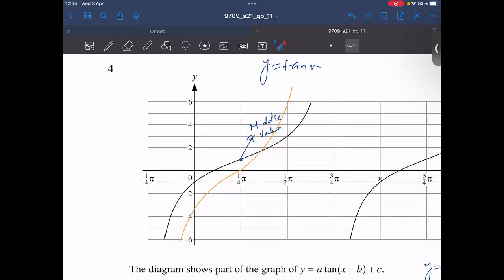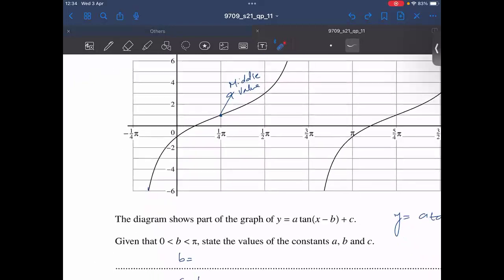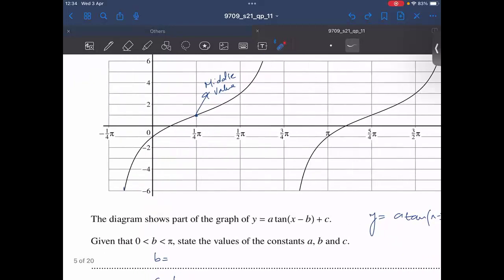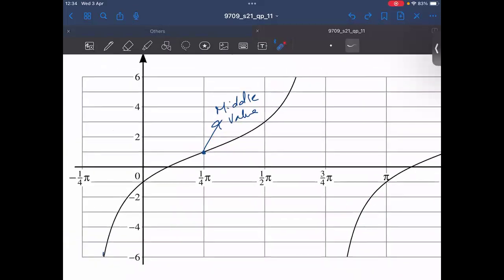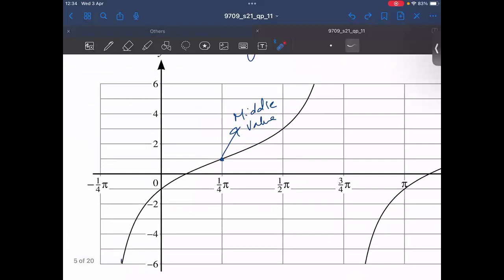The curve is changing its direction. If you look at the graph which is given to you, it's basically changing direction at this point. So this is your middle value, and the y coordinate of this value is 1. So basically C is the y coordinate of the middle value, and it's positive 1.